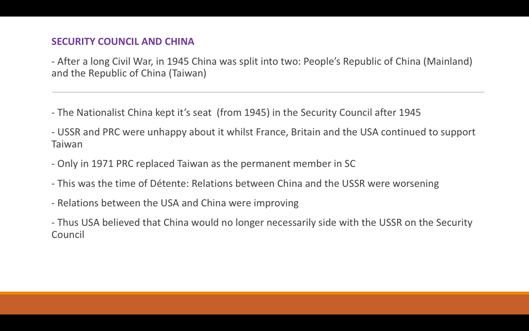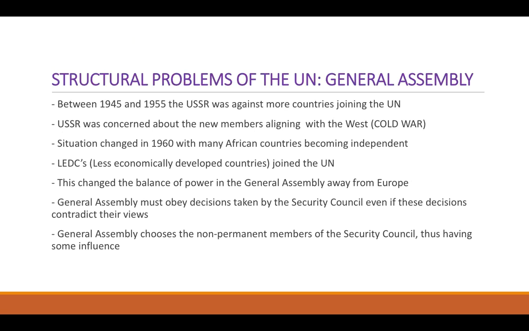Only in 1971, PRC replaced Taiwan as the permanent member in the Security Council, and that was only due to the detente, the times when the relationship between China and USSR was worsening, and the relationship between USA and China was improving. So USA believed that China would no longer necessarily side with the USSR. Only then they allowed PRC to be represented in the Security Council.